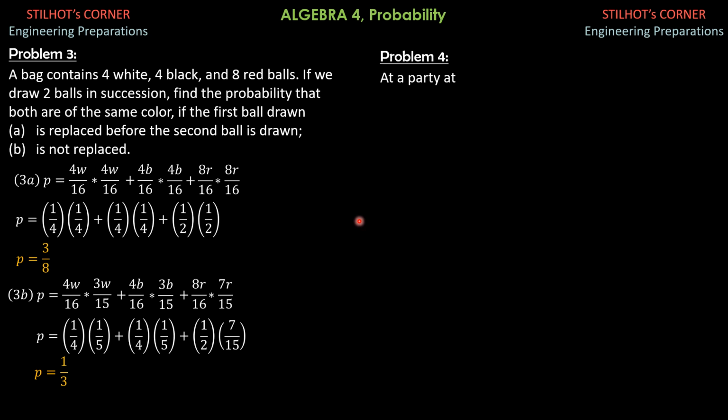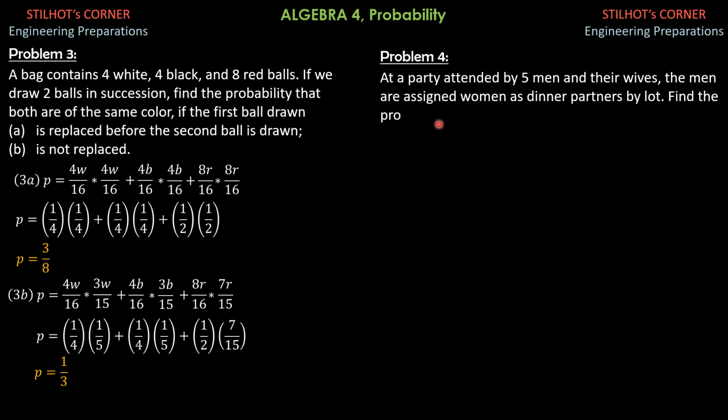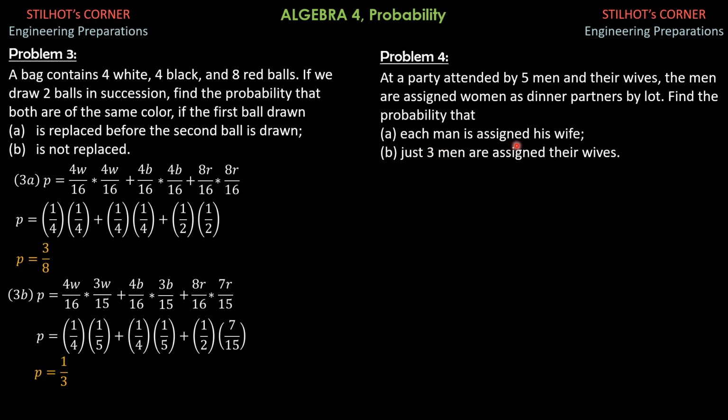And lastly, problem 4. At a party attended by 5 men and their wives, the men are assigned women as dinner partners by lot. Find the probability that A, each man is assigned his wife, and B, just 3 men are assigned their wives. So for this case, A, each man is assigned his wife.